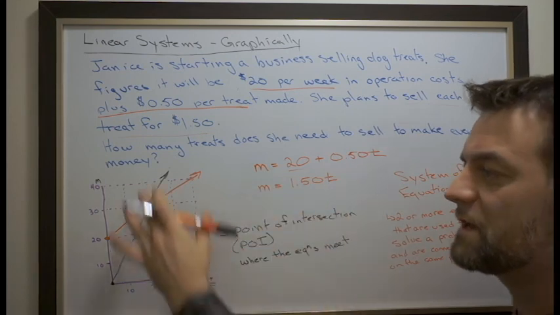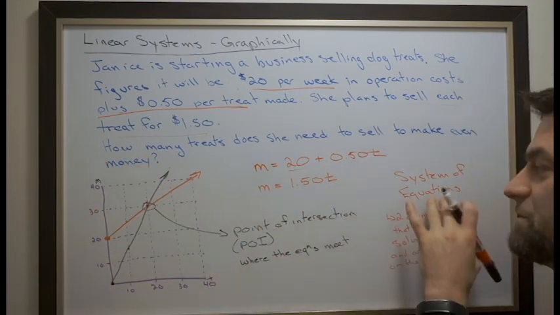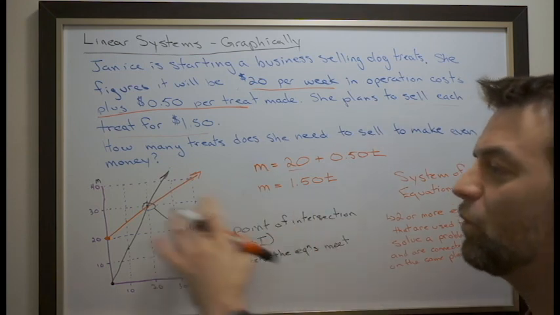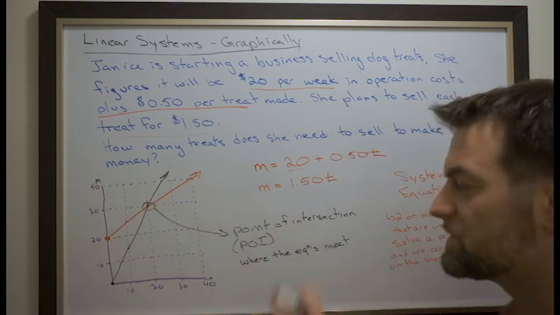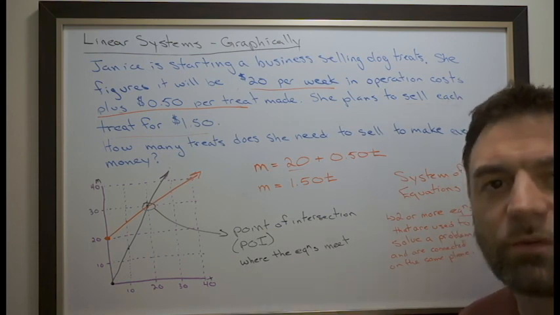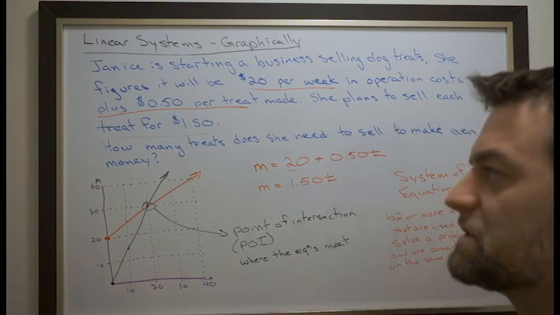When they're graphed on the same set of axes, they make up a system of equations. Could be 2, could be 3, could be more. And then where those equations intersect is called the point of intersection. And we can often use this short abbreviation of POI just to simplify things.